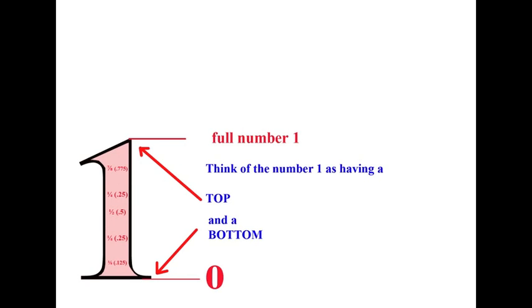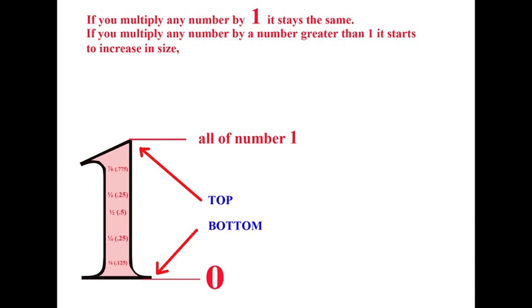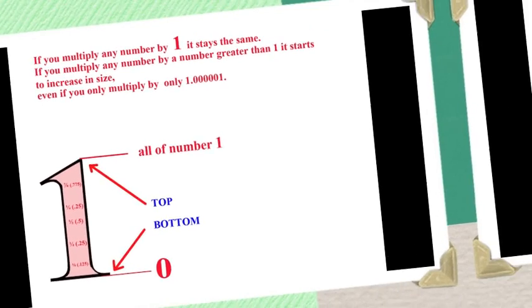When it comes to multiplication and division, number 1 is a very unusual character. If you multiply any number by 1, it just stays the same. So if you multiply 10 by the number 1, you stay at 10, or 50 by 1, you stay at 50. When you start multiplying by any number above 1, now the answer starts to grow. Even if it's only by a small fraction above 1, say 1.000001, the growth is very small, but it still goes up.